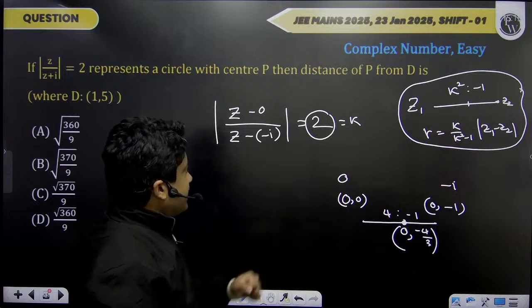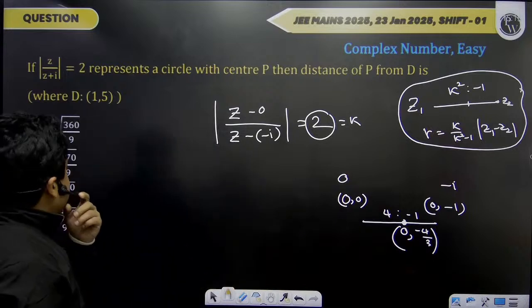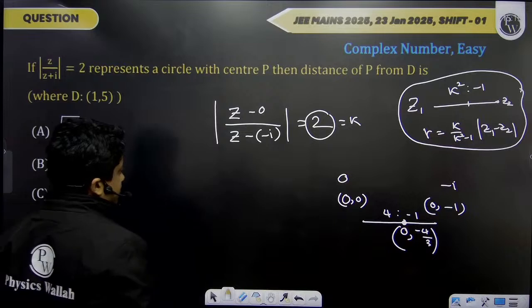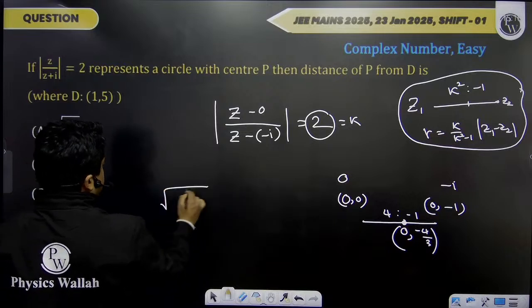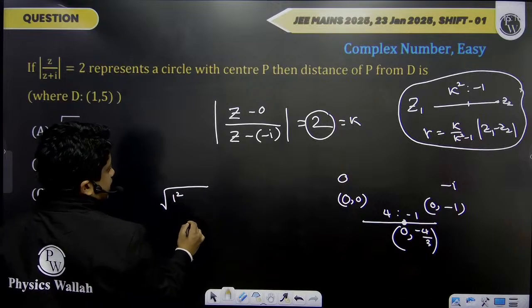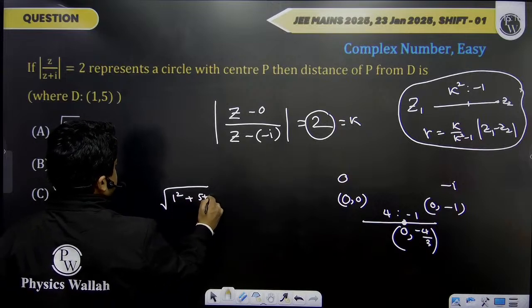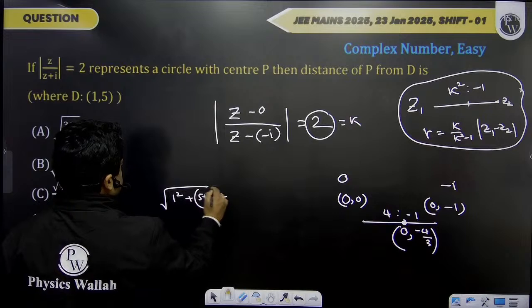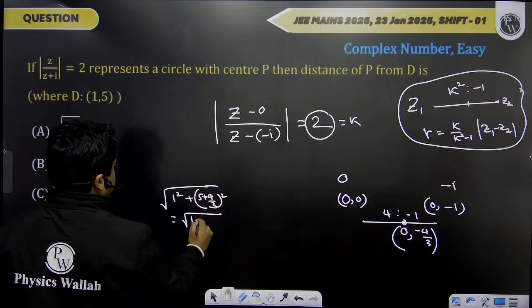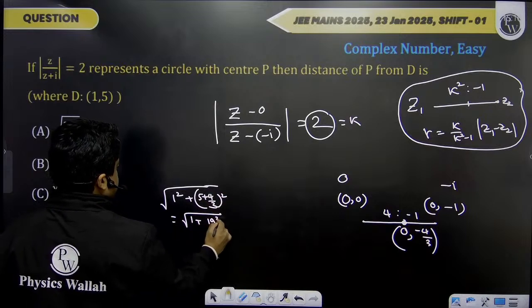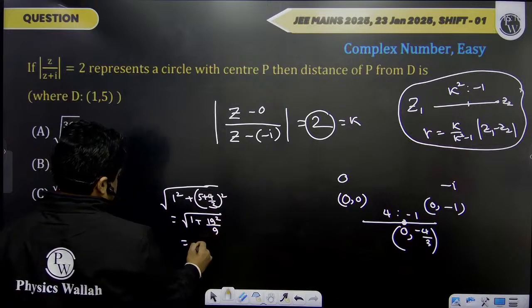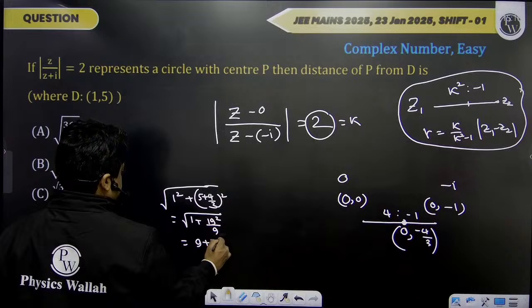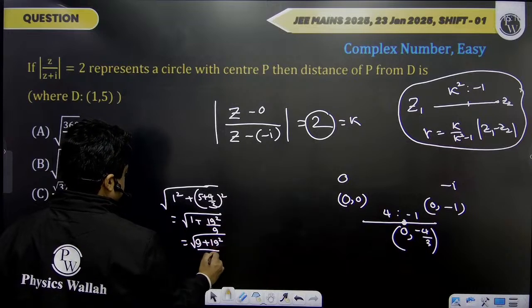So now we got center as 0 comma minus 4 by 3 and the point is 1 comma 5. So therefore the distance will be what? The distance will be root over 1 square plus 5 minus 4 by 3, 5 plus 4 by 3, the whole square. This will be equal to 1 plus 19 square by 9. So 9 plus 19 square upon 9.